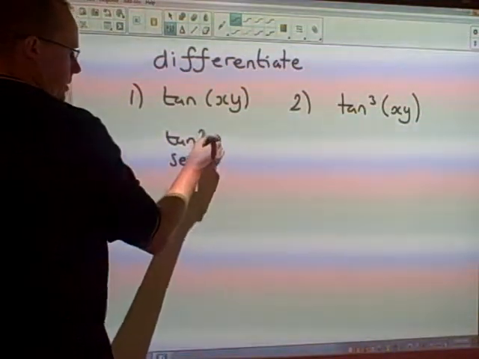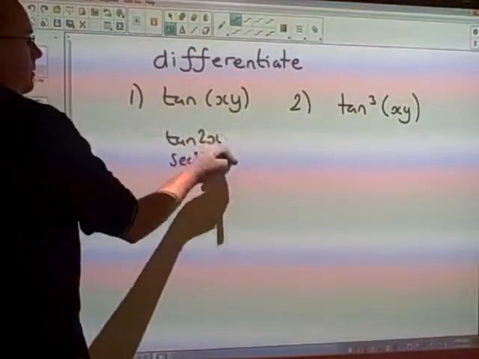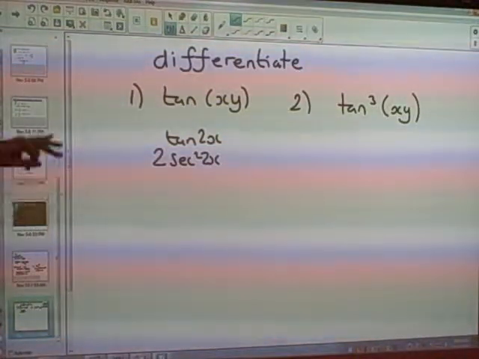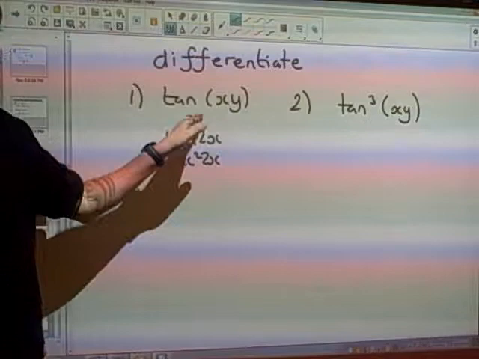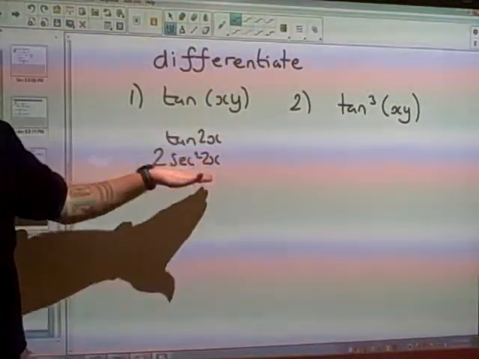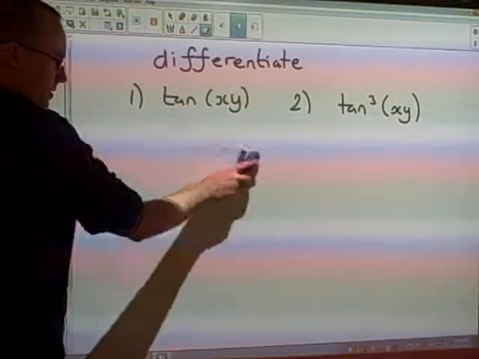Now, if I was to make this tan 2x, then it's going to be secant squared 2x, but we also have to times by the derivative of 2x, which is 2. So the important aspect about when you differentiate tan, you're going to differentiate what tan is of, bring that to the front, and then put secant squared of whatever we had to begin with. Now that's going to be important when we start doing more complicated questions.